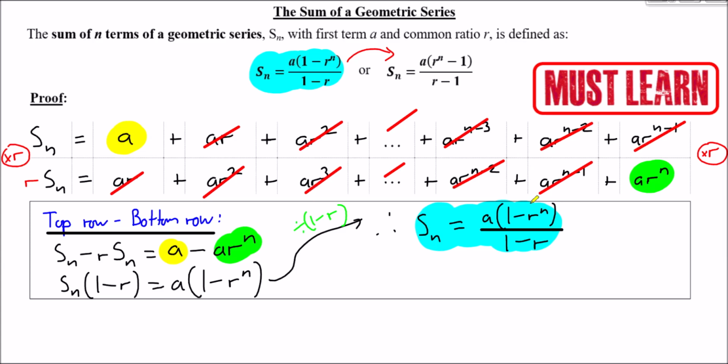So, worked example 1. Find the sum of the first 10 terms of this following series. 2 plus 6 plus 18 plus 54, and so on and so on. So, what's happening here is we know the first term is 2, and the common ratio we can work out by taking one term and dividing it by the one that comes before it. So 6 divided by 2 equals 3.